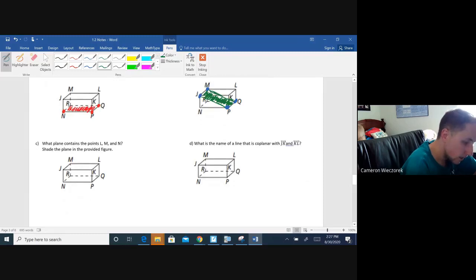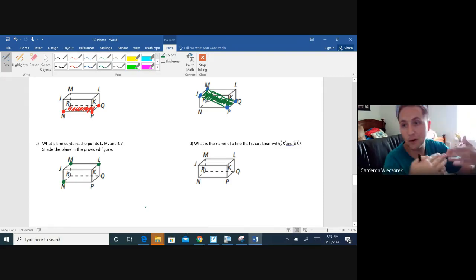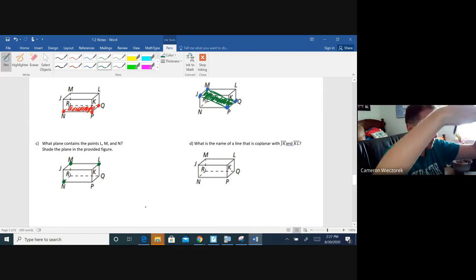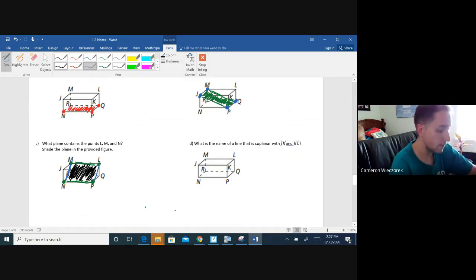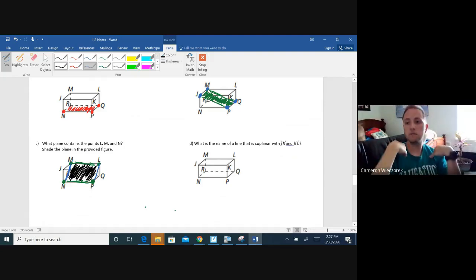Next one. What plane contains the points L, M, and N? Let's label the points first. L and M are on the top, and N is on the bottom. So this is another one you're going to have to sketch in. The only way to get from the top all the way down to the bottom would be if M connected very nicely to N, but then L would have to connect very nicely over here to P. And then I'll just shade in my plane. Let's shade it in black this time. So there would be my plane. It's like a slide that comes from the top at me, coming down to the bottom.